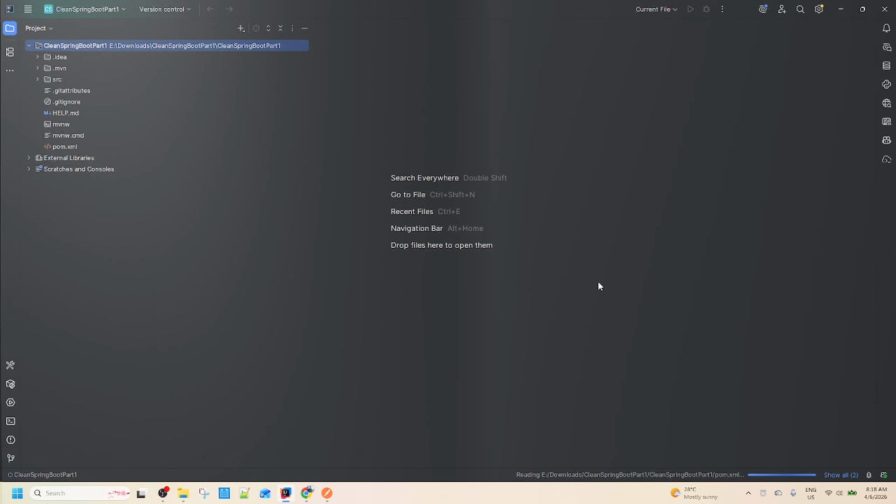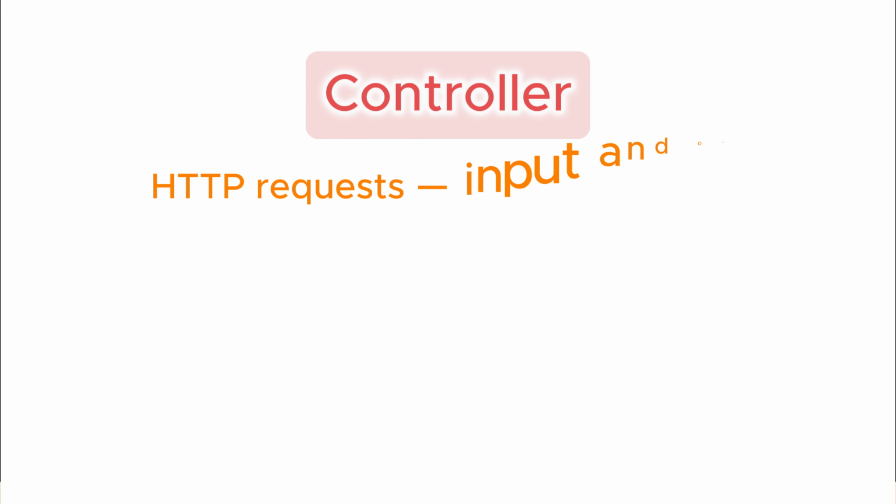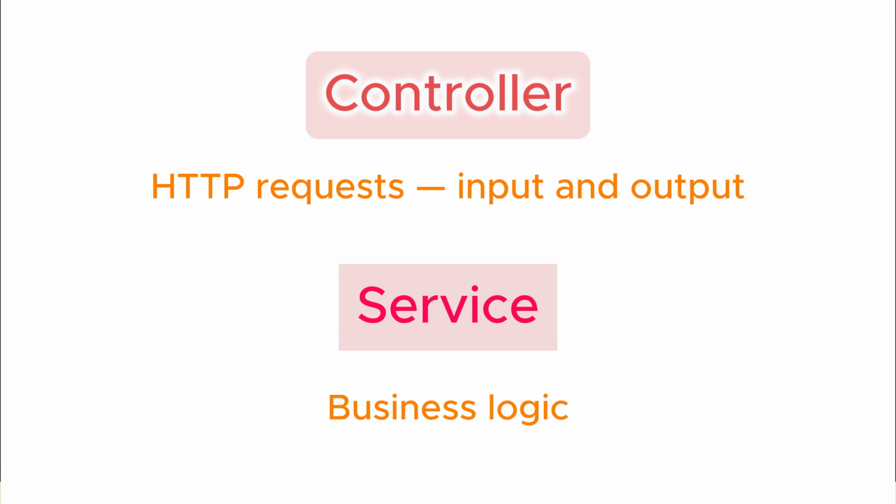Before we start coding, let's understand the structure. Controller handles HTTP requests, input and output. Service handles business logic. We separate these layers to keep our code clean and maintainable. This structure is used in almost every production-level Spring Boot application.